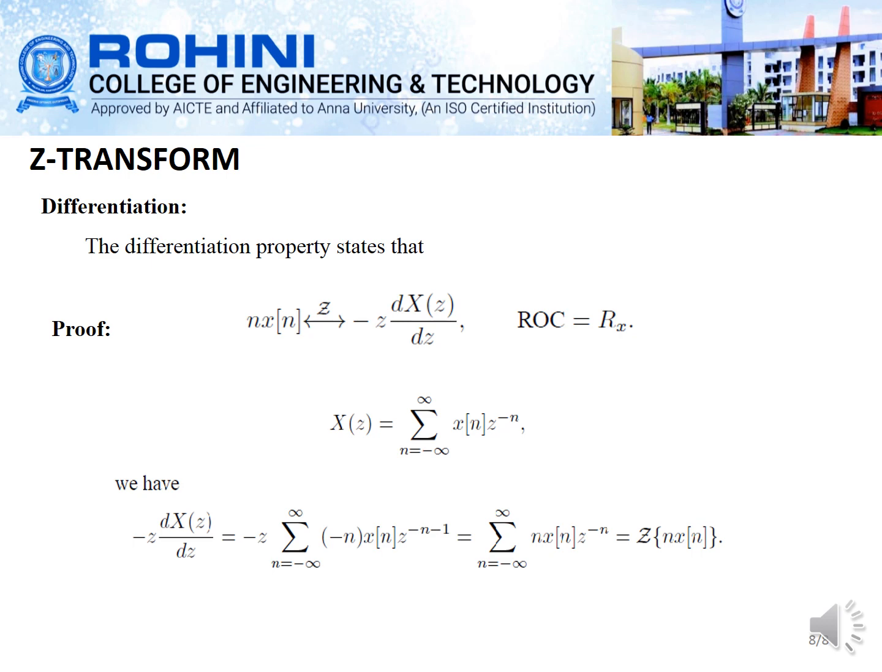Here, we want to prove that the Z transform of n into x of n is minus z into dX of z by dz. Let X of z equal to summation n equal to minus infinity to infinity x of n into z power minus n, and here we have minus z dX of z by dz, which is equal to minus z into the summation, where we differentiate that particular term with respect to z and take the constant term outside, and again group the terms. We get that the Z transform of n into x of n equals minus z into dX of z by dz.